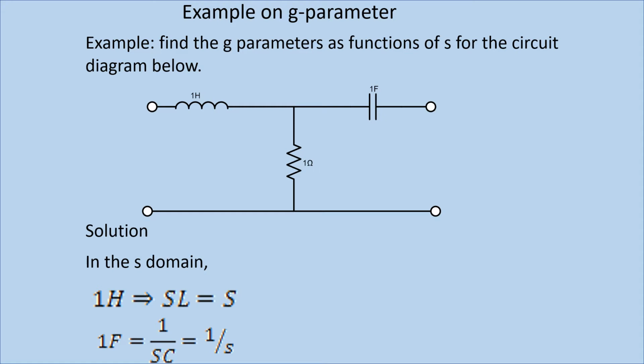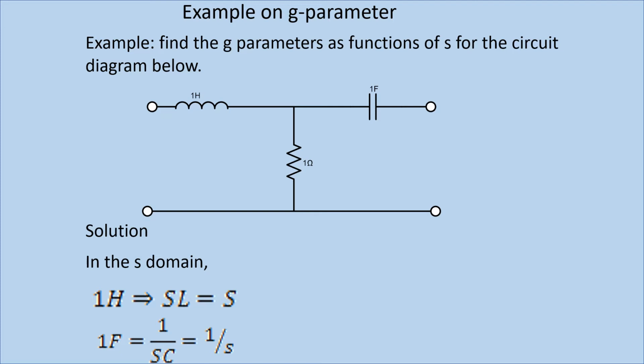Now, from the Laplace transform, we already know that if we want to convert from time domain to frequency domain, we have to use certain formulas. For your inductor, you have to use S multiplied by your L, SL. And for your capacitor, it will be 1 over SC, but your resistor remains the same.